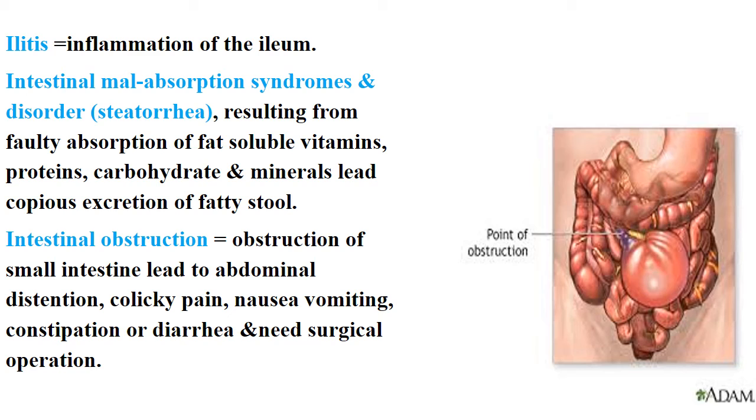Also the intestinal obstruction. What do we mean by intestinal obstruction? We can see here this figure shows the point of obstruction of intestine. يعني نلاحظ الصورة هاي المنطقة اللي تكون لونها بنفسجي مكان التضيق. It means obstruction of small intestine, تضيق للأمعاء الدقيقة, leading to abdominal distension, انتفاخ في البطن, colicky pain, مغص قوي, nausea, vomiting, تقيؤ, constipation, قبض or diarrhea أو إسهال, and needs surgical operation. أكيد الحل يكون بالتدخل الجراحي.